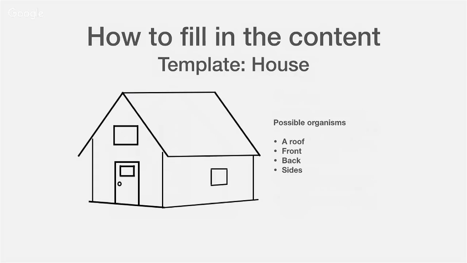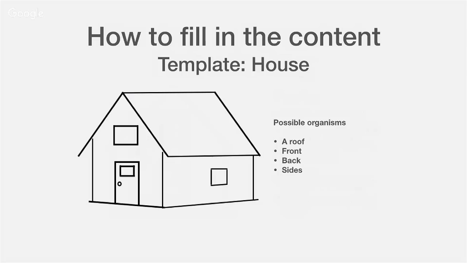And the template page, for me, that's one of the shortest pages. It just says, okay, the possible organisms of this template are these four. For more information, you just link through and then you see how the roof is built up, how the front of the house is built up, how the back, how the sides. So that's content-wise.